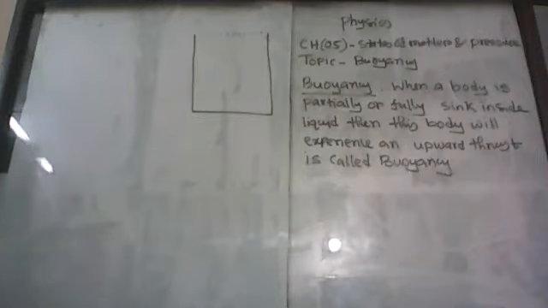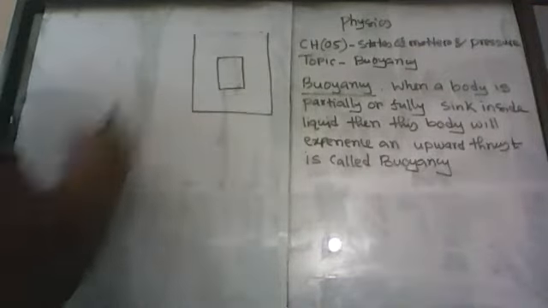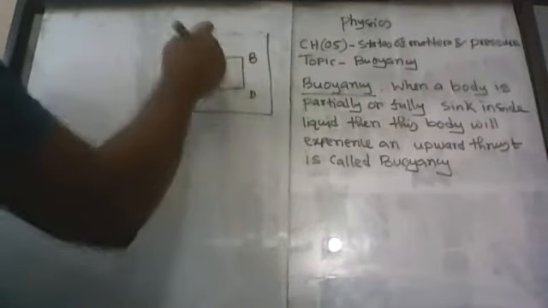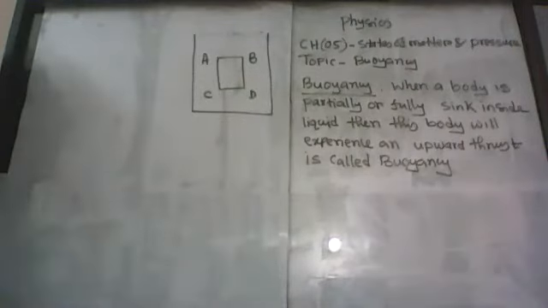Now, I'm going to calculate the buoyancy force. Suppose, boys and girls, this is a water container. This is a transparent water container, which can contain some amount of water. Here, this transparent water container contains a cylindrical shaped body. Suppose the name of the body is A, B, C, D, and this body is inside the liquid.